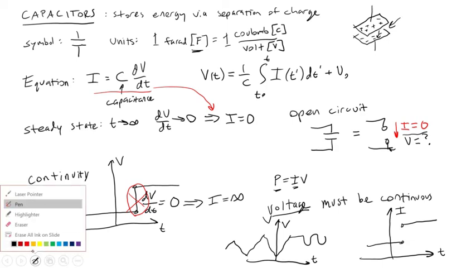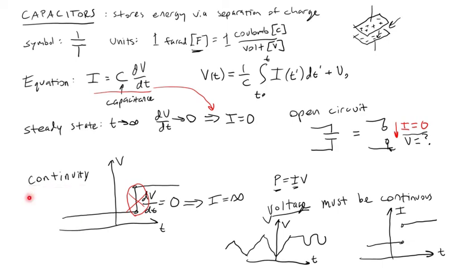If I look back at my equations, there's no di/dt in this equation, so having an infinite slope for the current doesn't cause me to have infinite voltage. It's the other way around. Infinite slope for voltage causes me to have infinite current. So this is okay, I can have a jump in the current, but this is not. I cannot have a jump in the voltage, which means voltage has to be continuous.